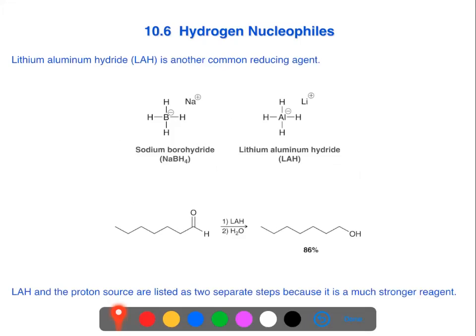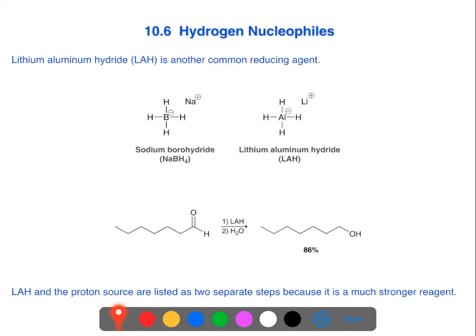Now, another common reducing agent is lithium aluminum hydride, which is abbreviated LAH. Here's the structure of lithium aluminum hydride. Similar to borohydride, we have the aluminum center forming four bonds to hydrogens, and it's one of those aluminum hydride bonds that will act as the source of the hydride in this reaction. Lithium aluminum hydride is a much stronger reducing agent. As a result, we can't dissolve it in a polar protic solvent. If we were to do so, it would simply react with the solvent and not with our carbonyl-containing compound.